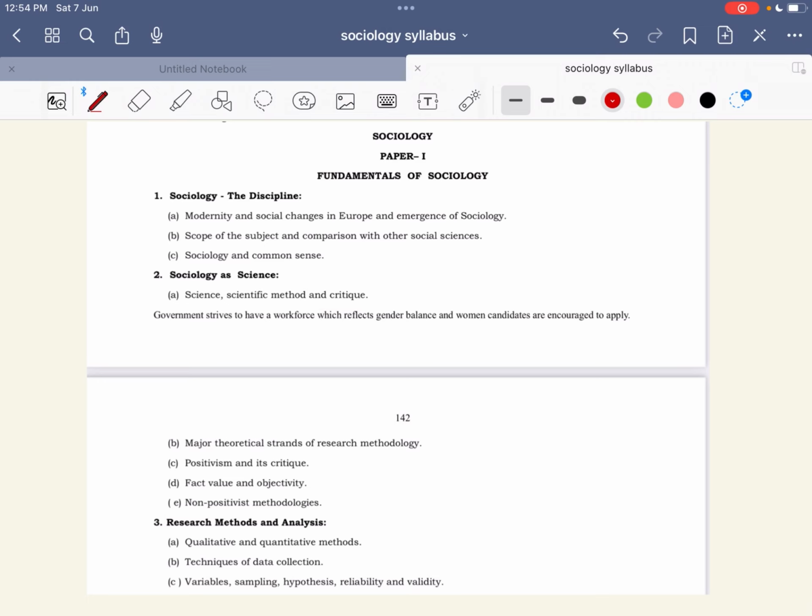Now we'll start from paper 1. In paper 1, fundamentals of sociology. Sociology, the discipline, and in this you see modernity, social changes in Europe, and emergence of sociology.